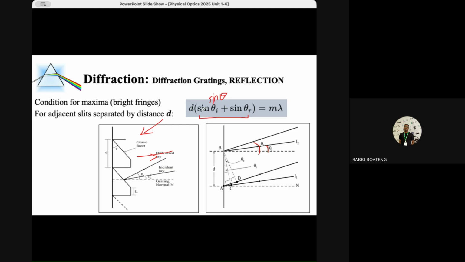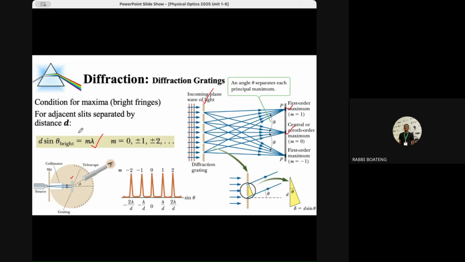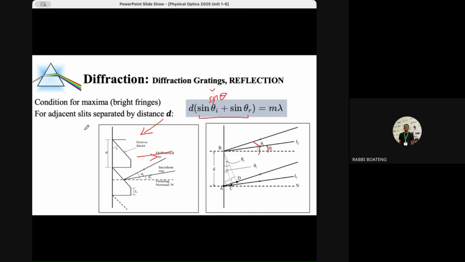So you just have to keep in mind that when you are dealing with transmission, these two angles are not important. We use only one sine theta, as the formula is showing us here. But when you are talking about reflection, we are interested in two angles: the angle that is incident to the surface and the angle that is reflected from the surface.